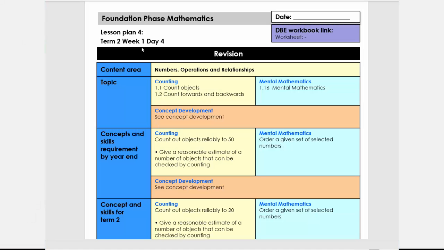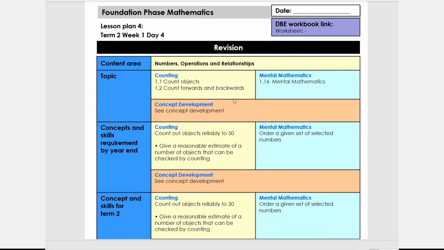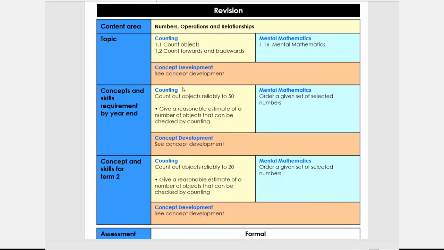Good day. Today we're going to do lesson plan number 4, grade 1, term 2 revision. Remember, we're revising the concepts they've done in term 1. This is then your link to CAPS. So you're going to pause here and you could quickly have a look.